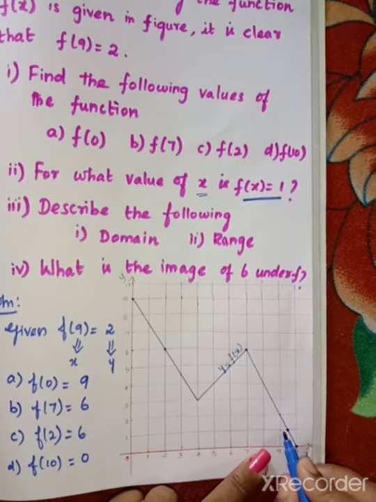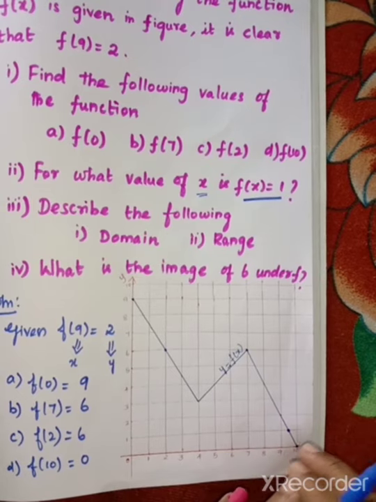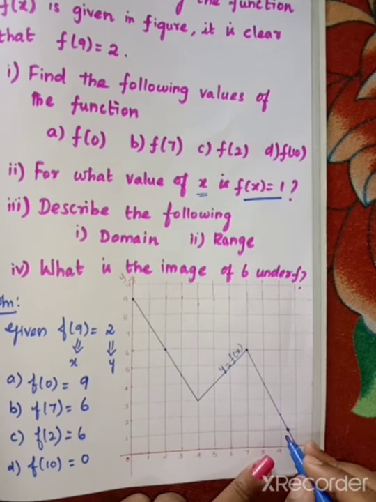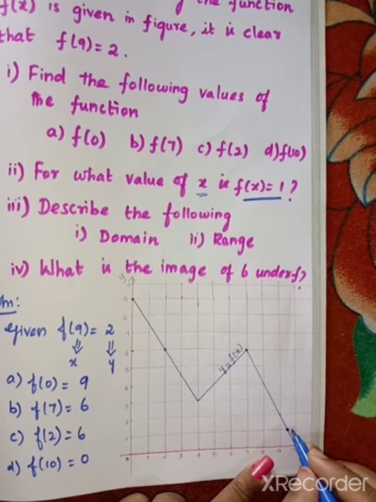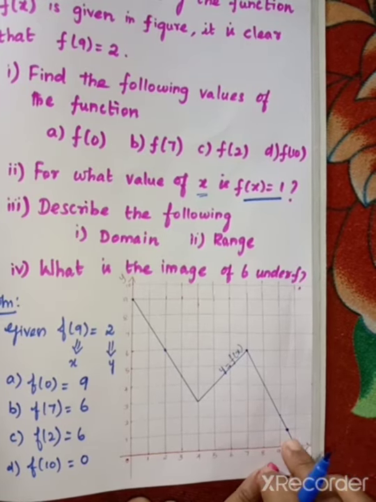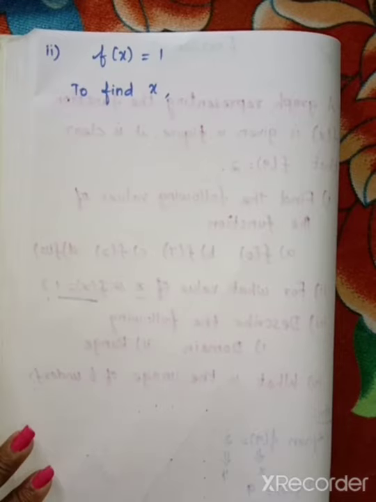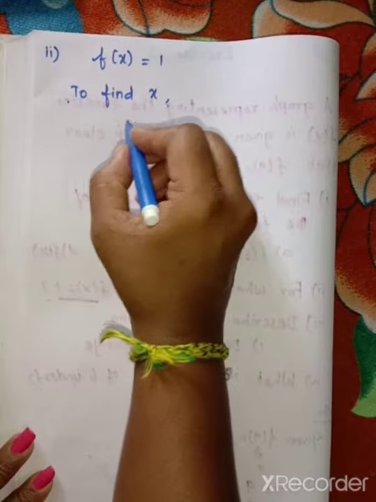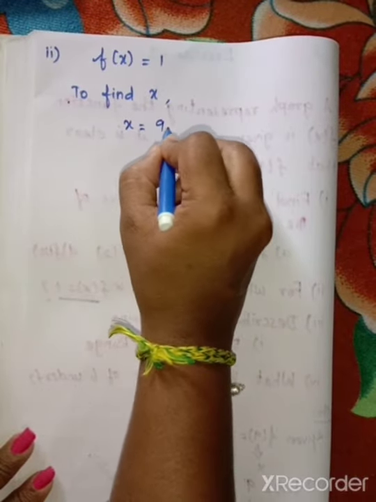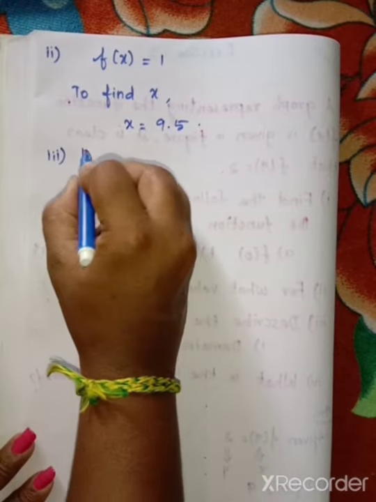See here 1, 2, 3. Because the middle point they mention in your book, that is clear in the axis. So check there in the book. That is 1, 2, 3, 4, 5. Here also 1, 2, 3, 4, 5. That is 10. So in between they mention, the answer is 9.5. So the value for x equals 9.5.